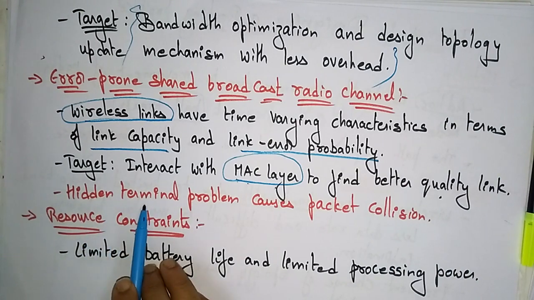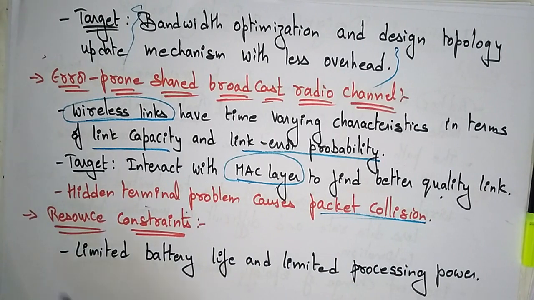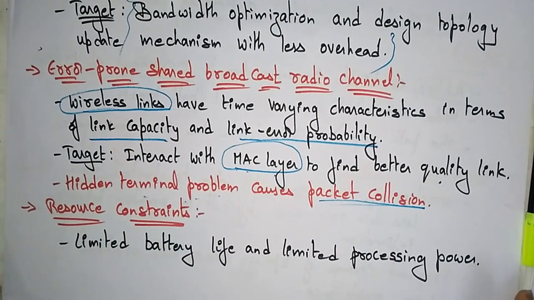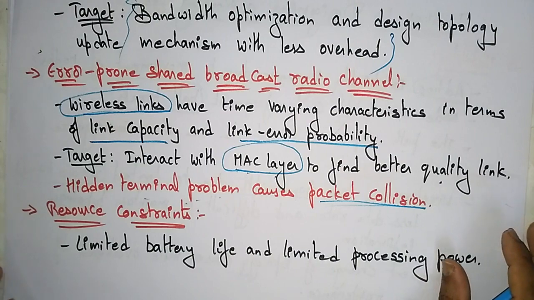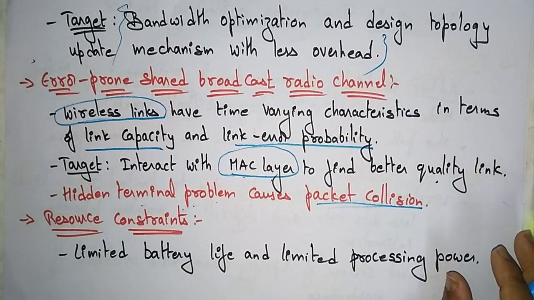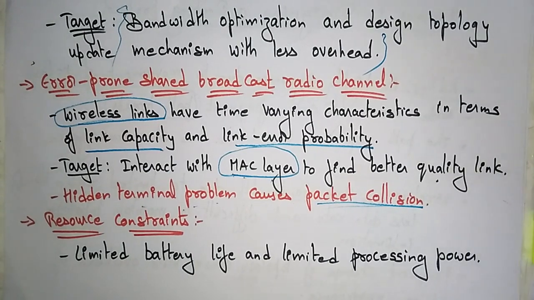And there is the hidden terminal problem, which causes packet collisions. We already discussed hidden terminals in the previous videos. Because of these hidden nodes, the problem causes packet collisions. The next design issue is resource constraint. Because of the limited battery life and limited processing power, there is a resource constraint. So while you are designing the routing protocol, you have to take care that the battery life should be more and the processing power should be more.